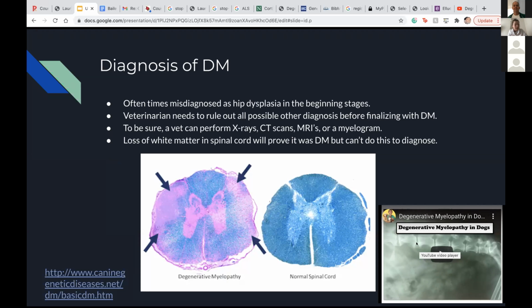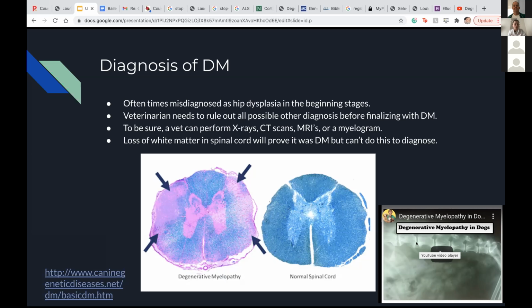But eventually, even if they are misdiagnosed, they're going to see that their dog is just getting progressively worse and worse, and that treatment for hip dysplasia isn't really working. And then that usually leads to diagnosis of DM. But if that doesn't happen, a veterinarian needs to rule out all other possible diagnoses before finalizing with DM. Again, that's because people usually go the route of euthanasia when a dog is diagnosed with DM and it starts to get too much to the point where the dog can't really stand very easily or very well.